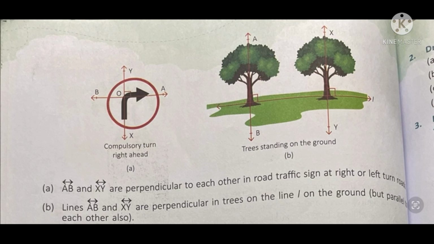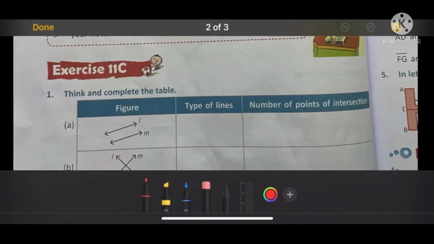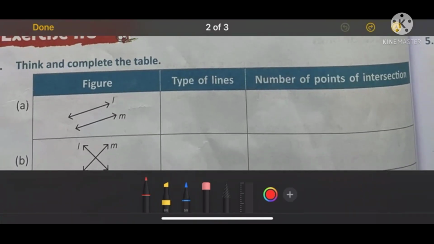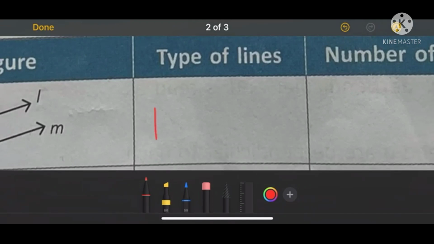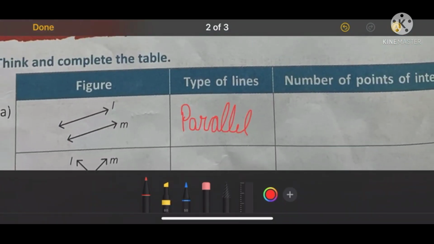Now, what are coinciding lines? I will explain that with one of the examples given in the exercise. Now let us discuss exercise 11C, question number 1. Think and complete the table. Now in A1, the figure has lines L and M. Which type of lines are there? Yes, it is clear they are parallel lines because they are not meeting anywhere. And how many points of intersection are there? We know that parallel lines have 0 points of intersection. So you will be writing 0.